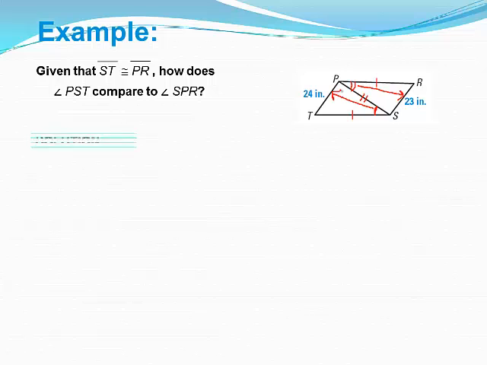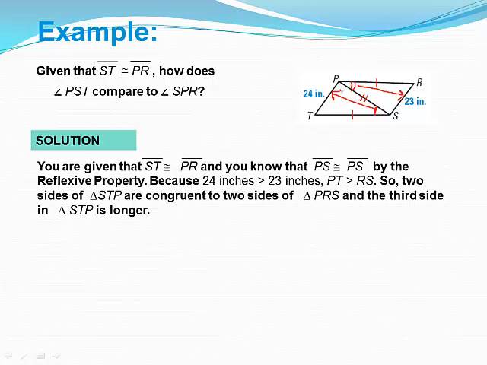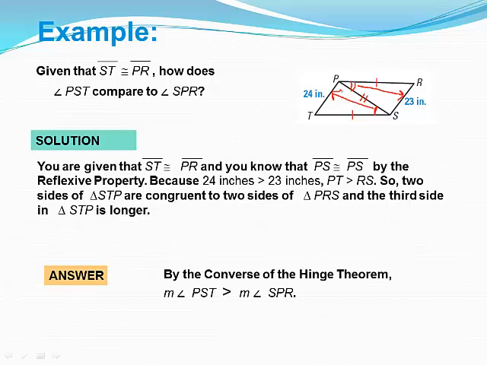So how do the angles compare? Well, we can state that you're given that ST is congruent to PR, and you know that PS is congruent to PS by the reflexive property. So that's in a previous module. Since we know that 24 inches is greater than 23 inches, or PT is greater than RS, two of the sides of triangle STP are going to be congruent to two of the sides of triangle PRS, and the third side in triangle STP is longer. So, by the converse of the Hinge theorem, you know that the measure of angle PST is going to be greater than the measure of angle SPR.